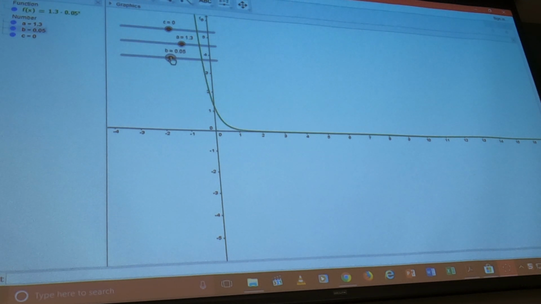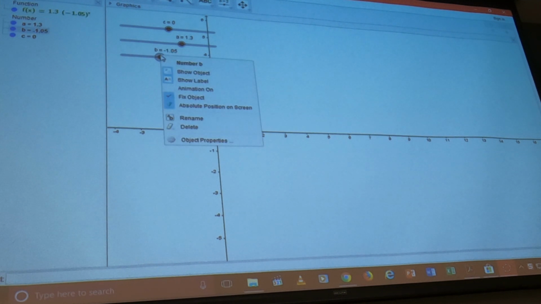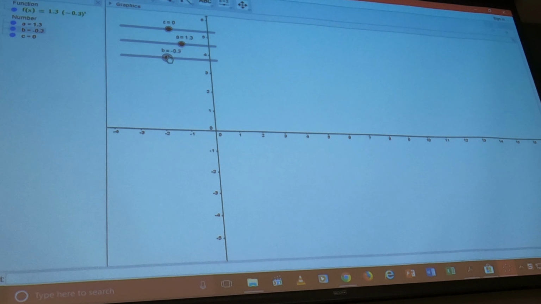Okay, and what happens if the base is negative? You don't get any graph, right? What if the base is 0? What do you get?